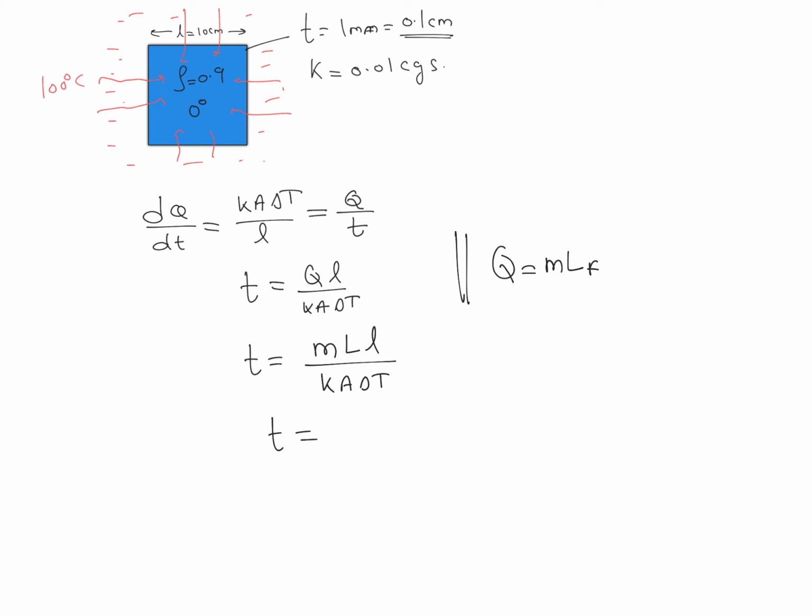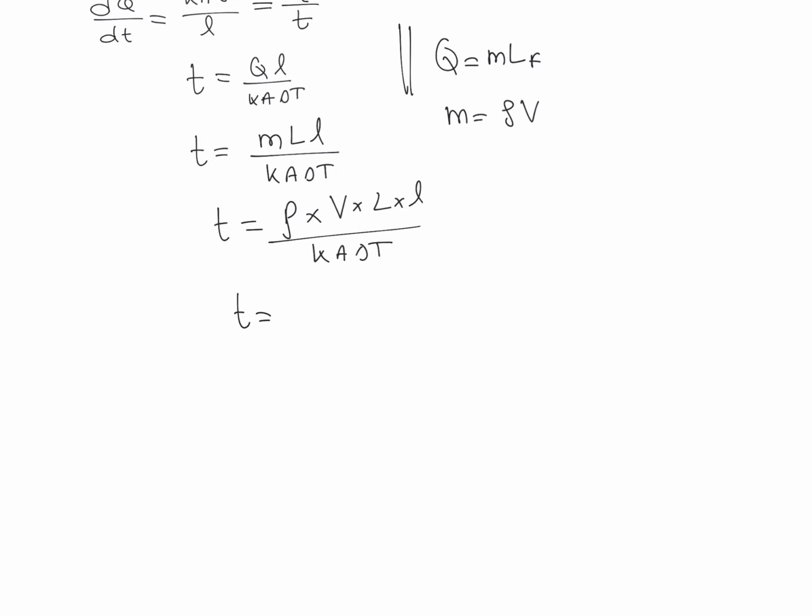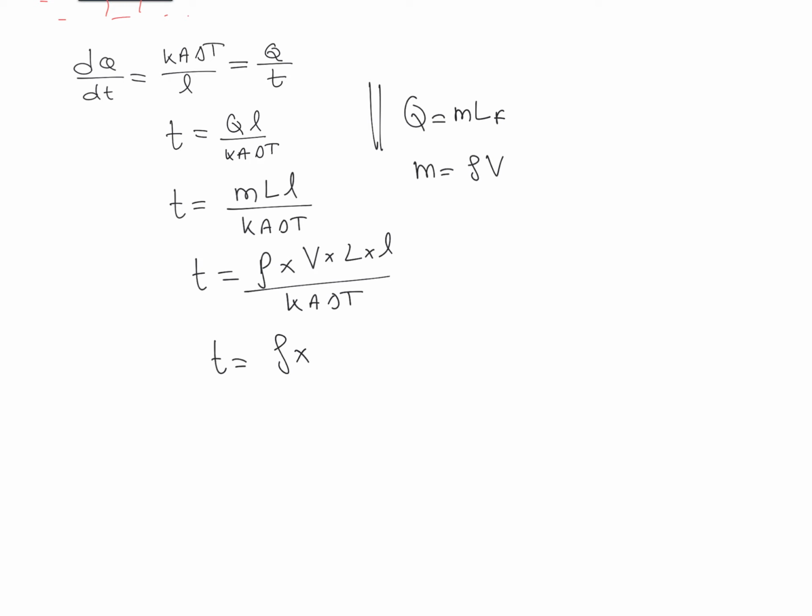Further, the mass of ice is not given in the question, so mass is equal to density into volume. This is the density of ice, which is given in the question. So t is equal to density into volume into latent heat into length L divided by K A delta T. Now the volume of the container is not given, but the length of the container is given. If we take the length as L, the volume will be L cube, because it is a cube, into the latent heat of fusion into this length.